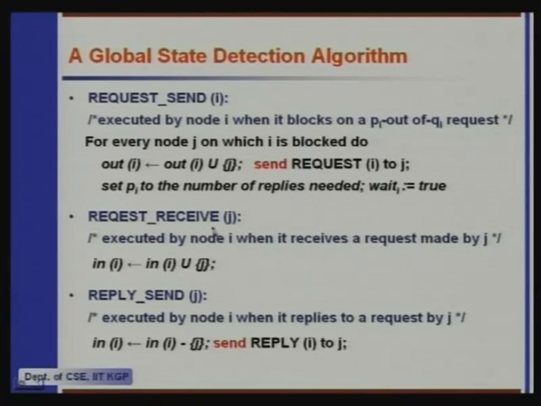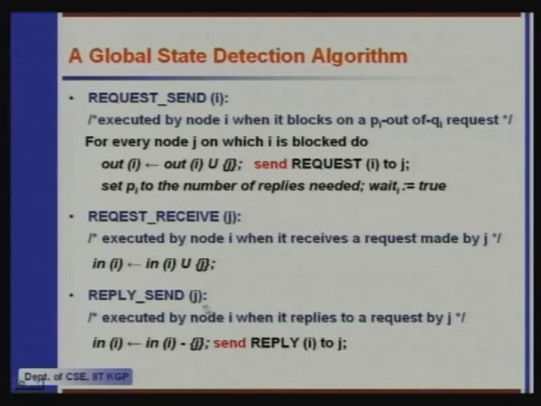What does a node do when it receives a request by node j? When it gets a request made by node j, it just includes j in the set of inward dependencies, because j has sent it a message. So j is waiting for some resource held by I. So it is one of the inward dependencies.